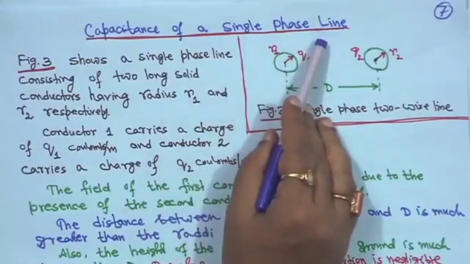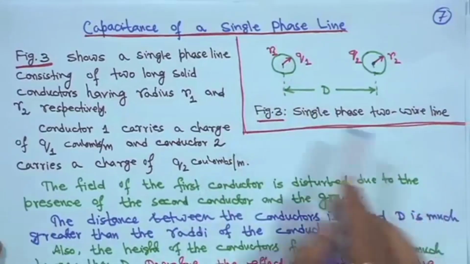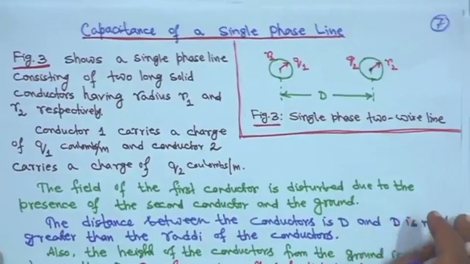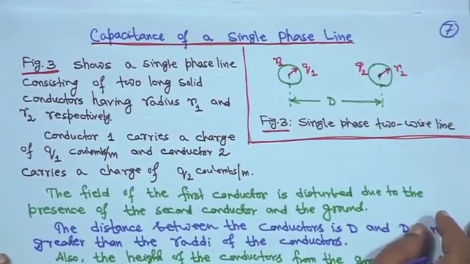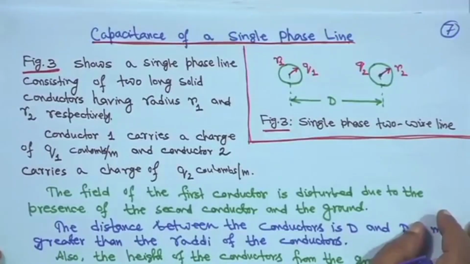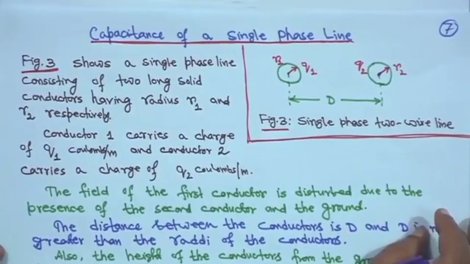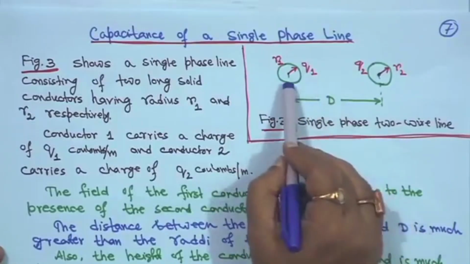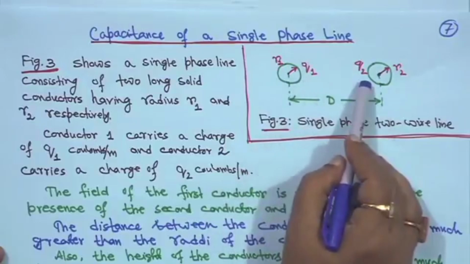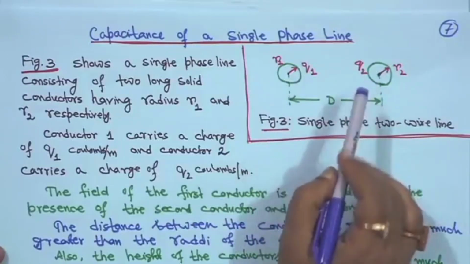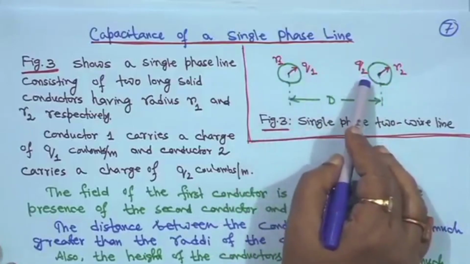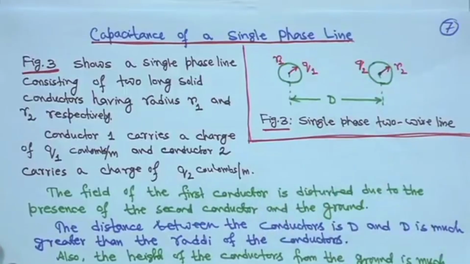So, next is the capacitance of a single phase line. Now, look at this figure, you have two conductors. Listen to one thing: for the capacitance case there is no question of R dash, like in inductance. So, this should be in your mind. Now, consider a single phase line with two conductors carrying charges Q1 and Q2. If Q1 is equal to Q, a positive charge, then Q2 will be minus Q. Later we will see.